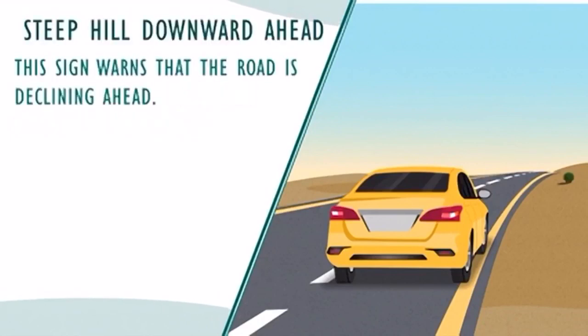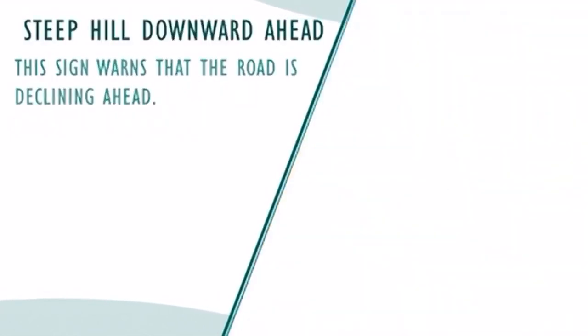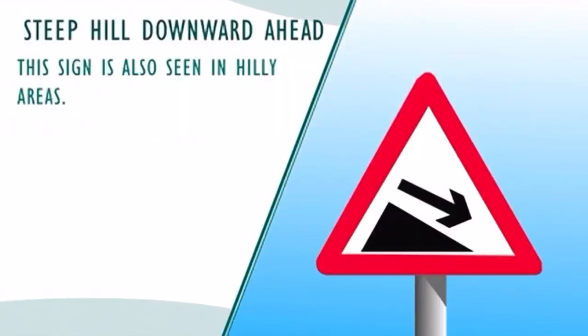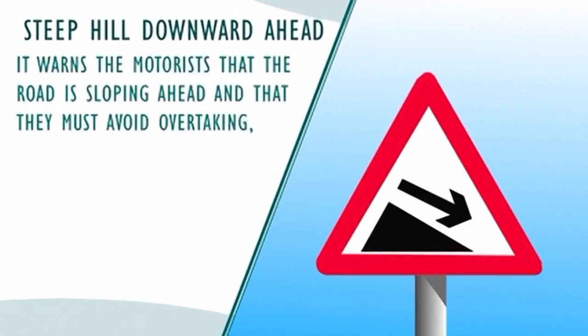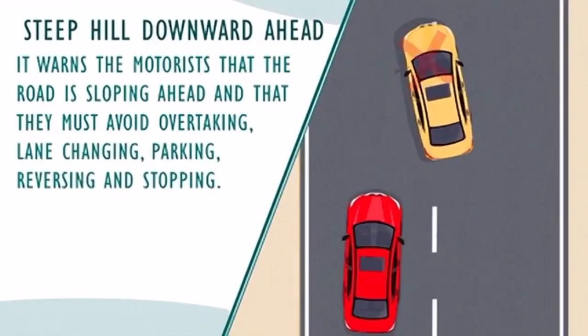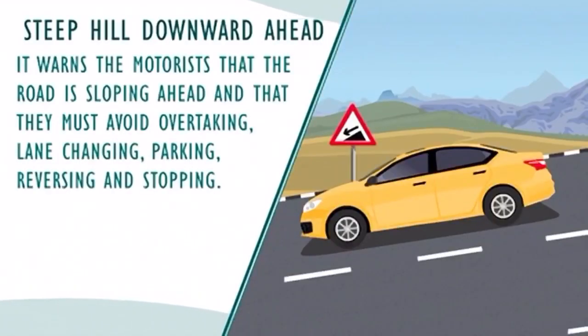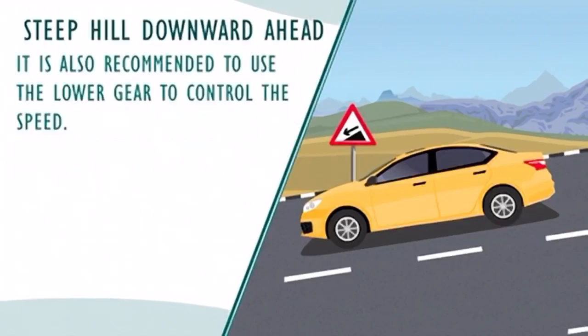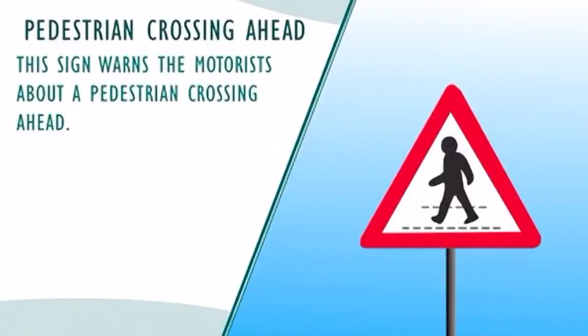This sign warns that the road is declining ahead. This sign is also seen in hilly areas. It warns the motorists that the road is sloping ahead and that they must avoid overtaking, lane changing, parking, reversing, and stopping. It is also recommended to use the lower gear to control the speed. This sign warns the motorists about a pedestrian crossing ahead.